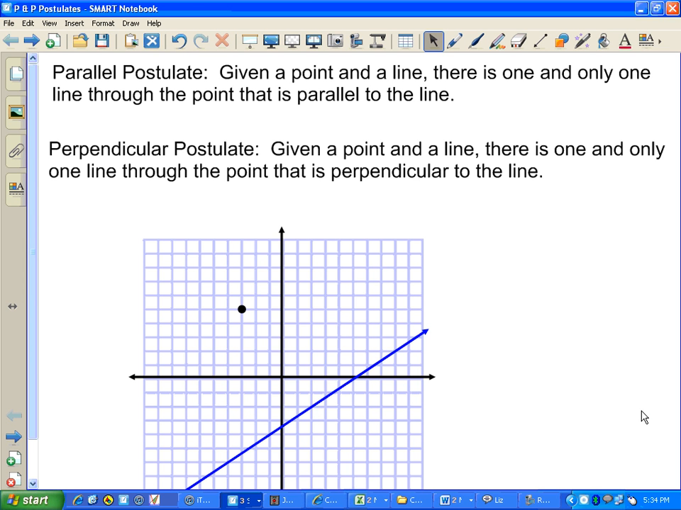Okay, there's two postulates that we're going to go over today. We've heard the word postulate before, you know, the segment addition postulate, the angle addition postulate. A postulate is something that we're given without proof. So it's something that seems so basic that we don't need to prove it. It's one of the assumptions that we base everything on.